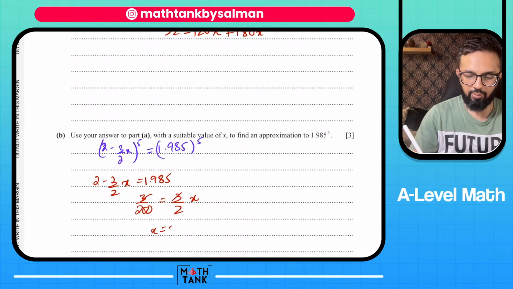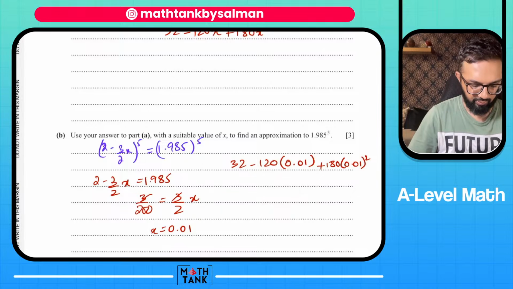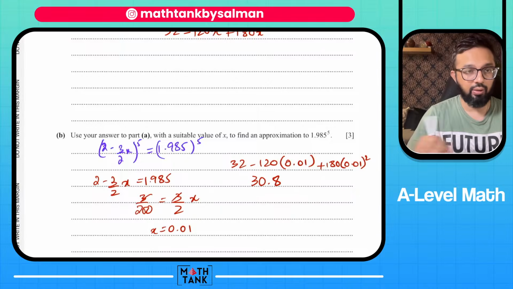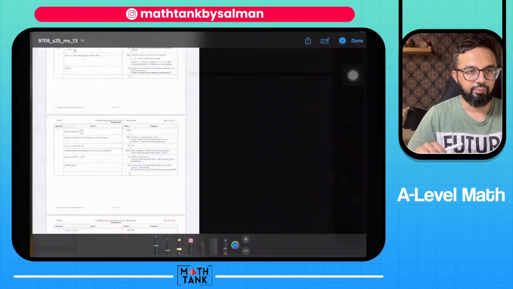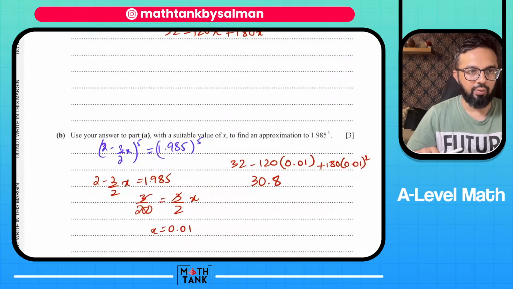So x is going to be 0.01 from here. So in my expansion, what am I going to do? I'm going to use 0.01. So 32 minus 120 into 0.01 plus 180 into 0.01 squared. 30.8. Is that the correct answer? Yep, this is a relatively new question.